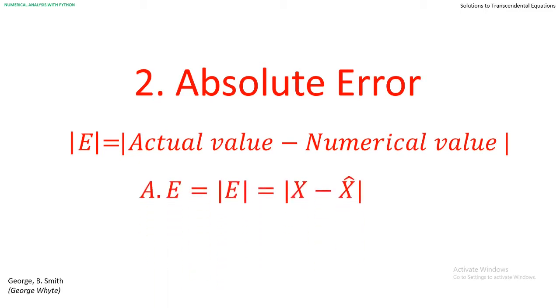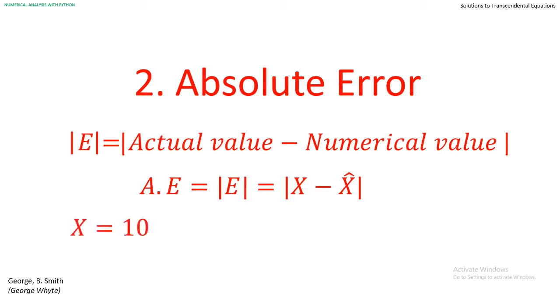So this is what we have for the absolute error. It's simply the absolute value of the actual value minus the numerical value, which is always going to be positive. So absolute value is defined to be a non-negative value. So it's either going to be positive or it's going to be 0.